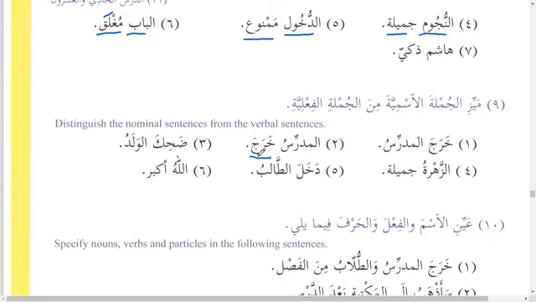Al mudarrisuna kharaju. Okay, ضحك الولد. The boy laughed. Verbal or nominal? Verbal. Why is that? Because it starts with the verb. Dahika is a verb. Okay. Az-zahratu jamilatun. The flower is beautiful. Nominal sentence. Dakhala talibu. The student entered. Verbal sentence, jumlatul fa'liya. Allahu akbaru. Excellent. So, nominal, and it's jumlatul ismiya.